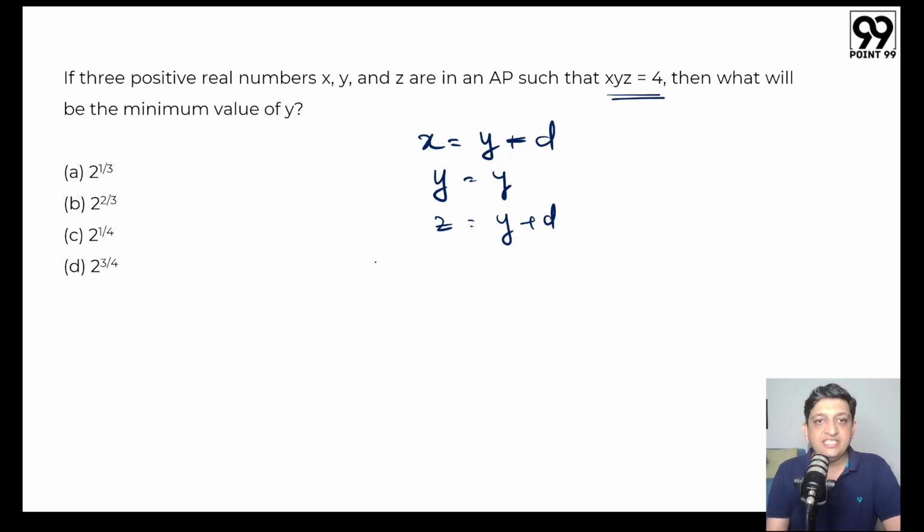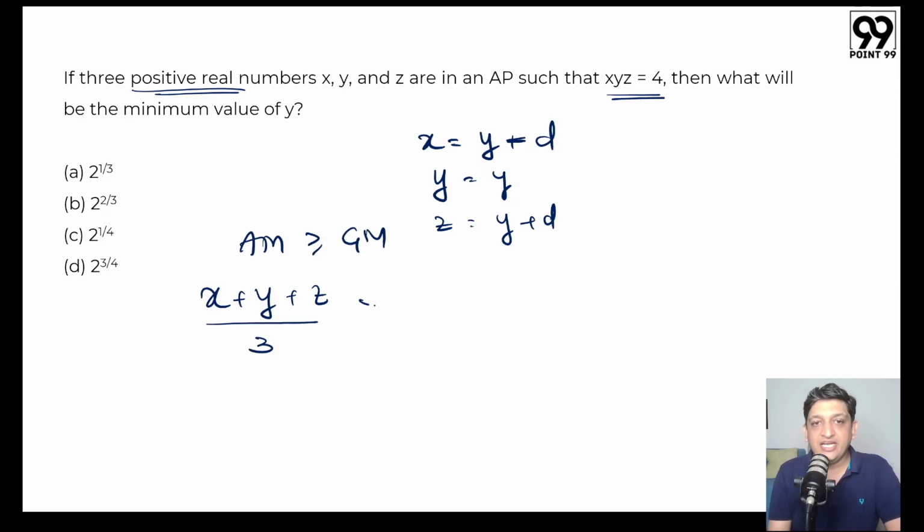Now because we have these 3 numbers, we can say that x plus y plus z, and because these are positive real numbers, their arithmetic mean is going to be greater than or equal to their geometric mean. So x plus y plus z divided by 3 is going to be greater than or equal to the cube root of x multiplied by y multiplied by z. But what is x plus y plus z? Y minus d plus y plus d. D and minus d will get cancelled out. I will be left with 3y divided by 3, that is y itself.